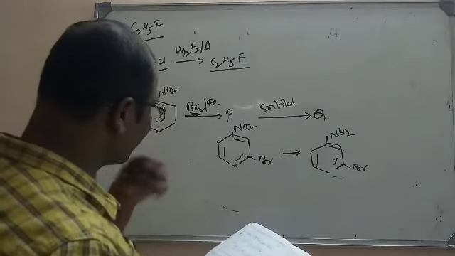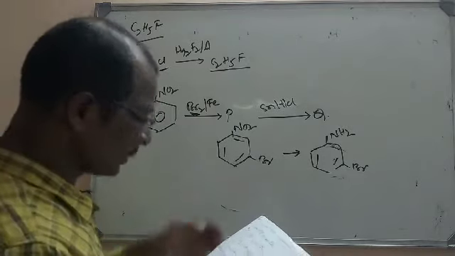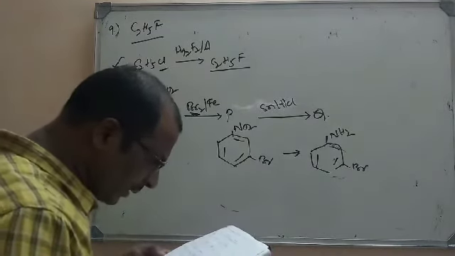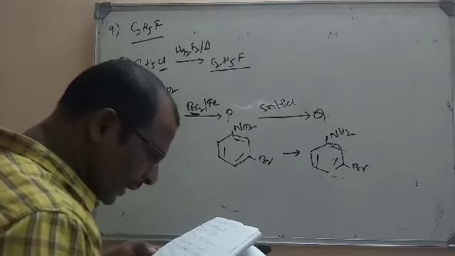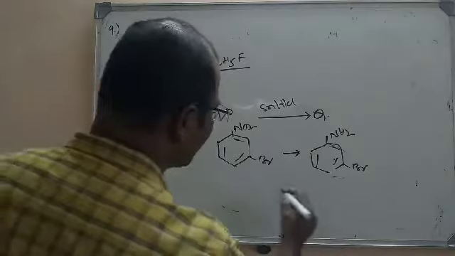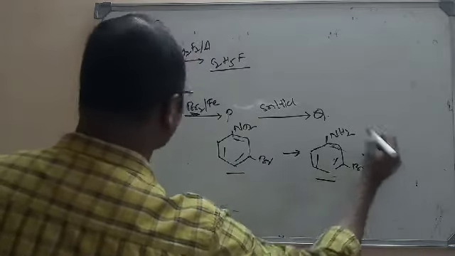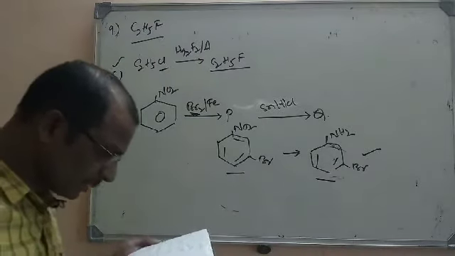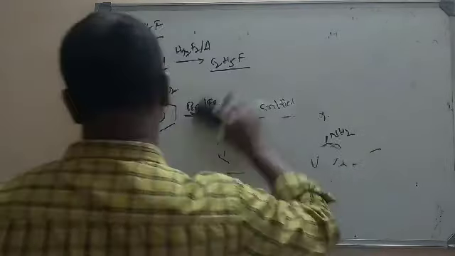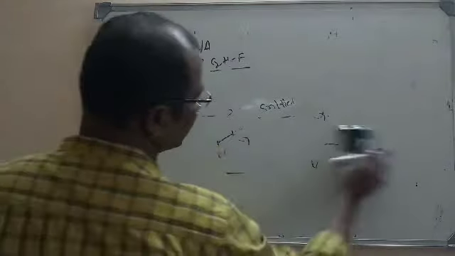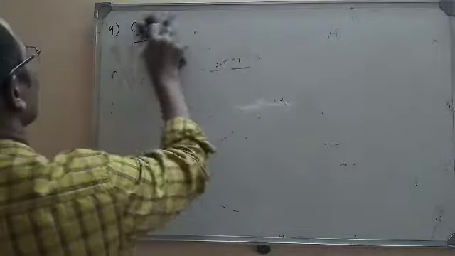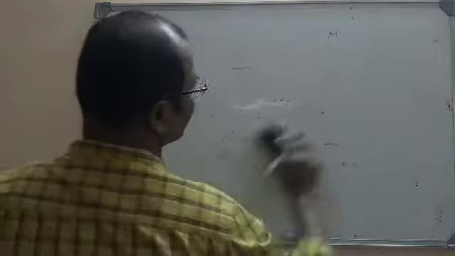What is P? P is meta-bromonitrobenzene. So which option is the right option here? Meta-bromonitrobenzene and meta-bromoaniline, that is option D. D is the correct option. Let us move to the next model question. I am moving to the next model question. The remaining questions have to be practiced as home assignment.